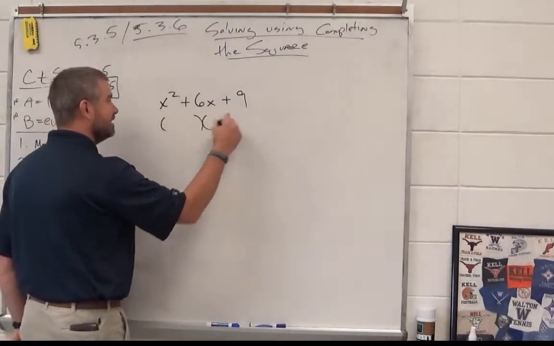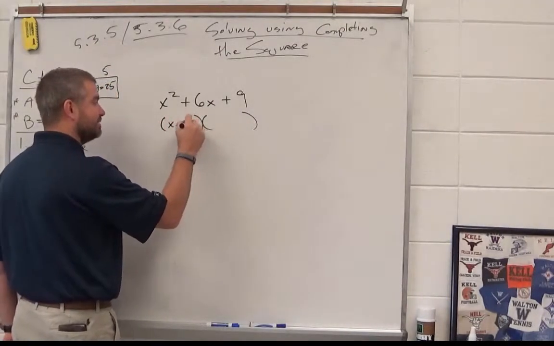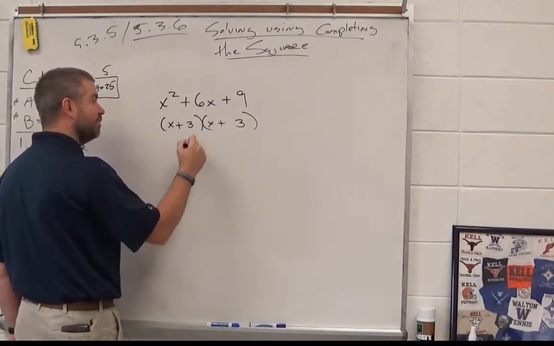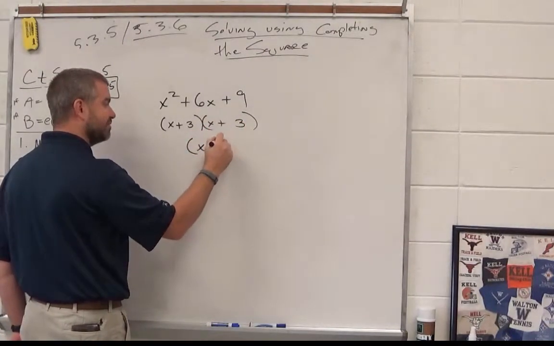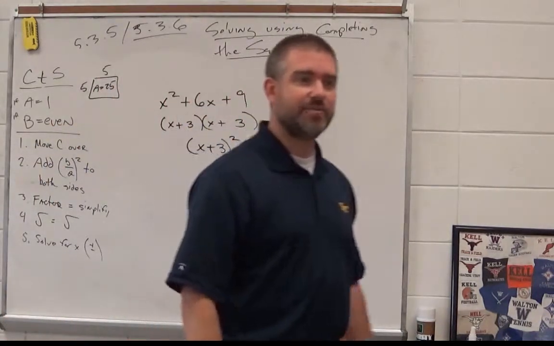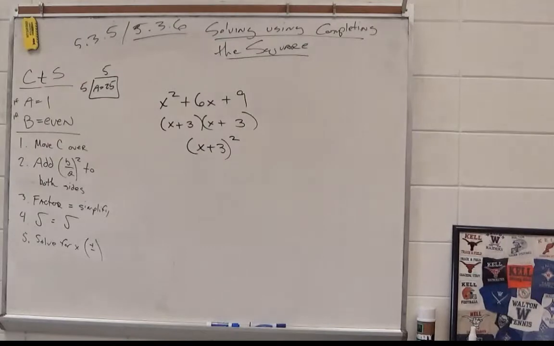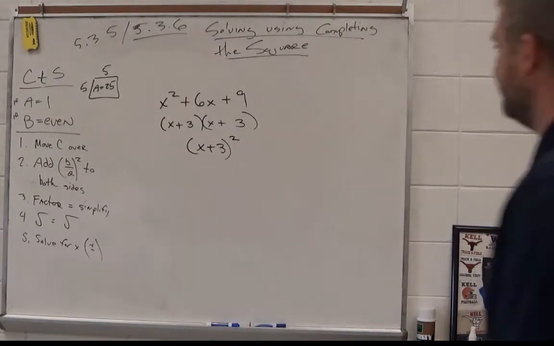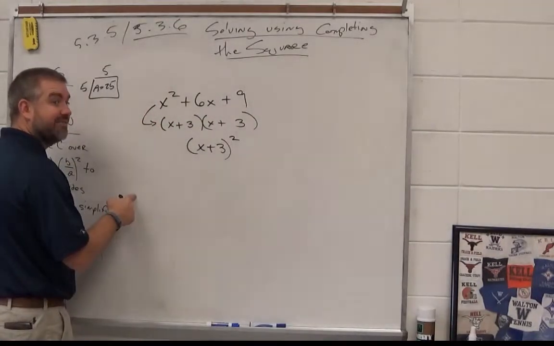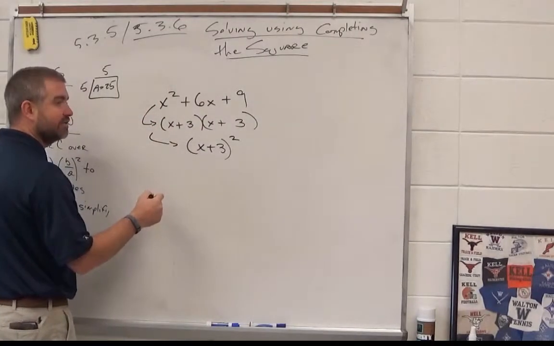3 and 3. So this factors into x plus 3 and x plus 3, which can also be rewritten as x plus 3 what? Squared. Very good. So that could be rewritten as x plus 3 squared. We call that a perfect square trinomial. This trinomial is equal to this as factored and this as factored.